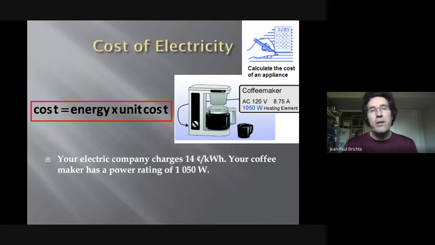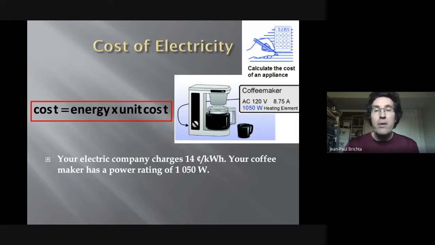Now here's the equation that we're going to use to figure out the cost. So the equation is energy multiplied by unit cost. Okay, fine. So what does that mean? So the energy, that's the thing that's going to be in kilowatt hours. So we have to first take our appliance, our power rating of 1,050 watts, and convert that into kilowatts. So the easiest way to do that is to just divide by 1,000, because that's how you go from watts to kilowatts.